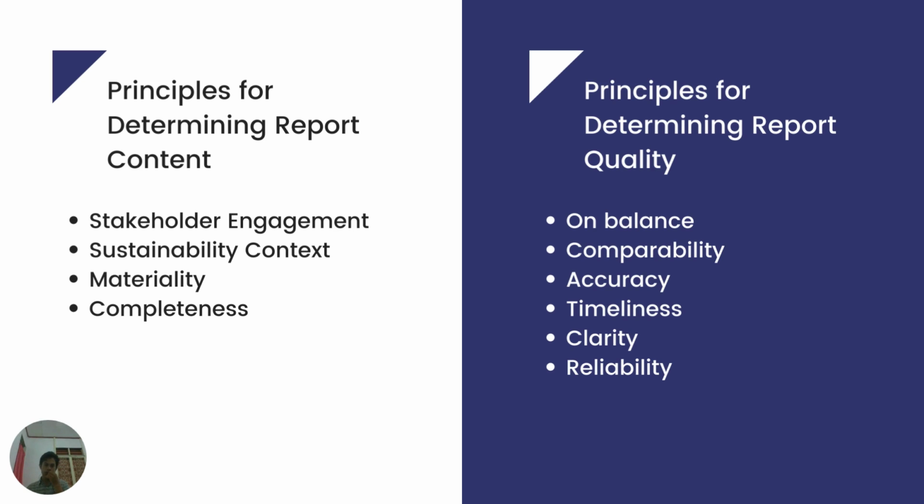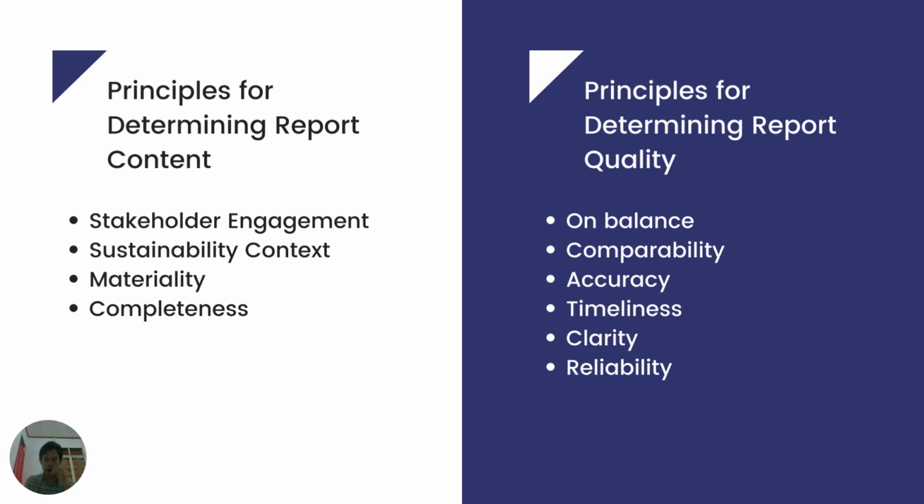Okay, the second is principles for determining report quality. Number A is balance. The report should reflect both positive and negative aspects of the organization's performance to allow for a reasonable assessment of the organization's overall performance. Number B is comparability.